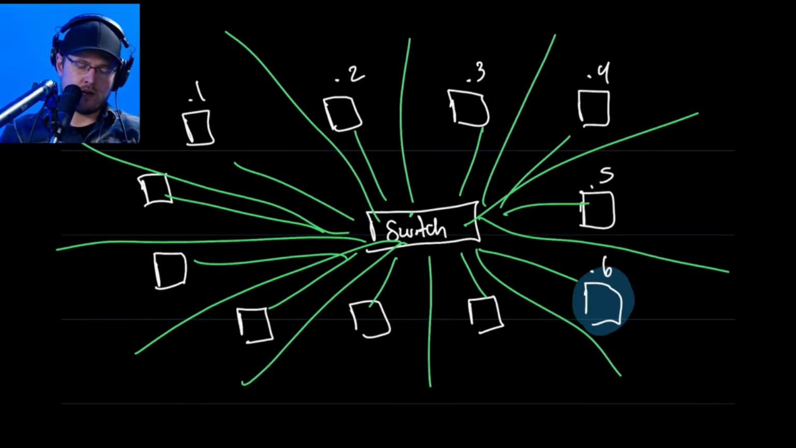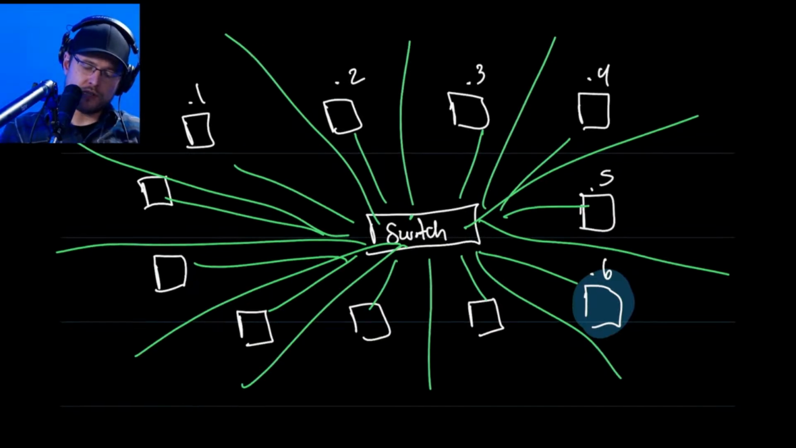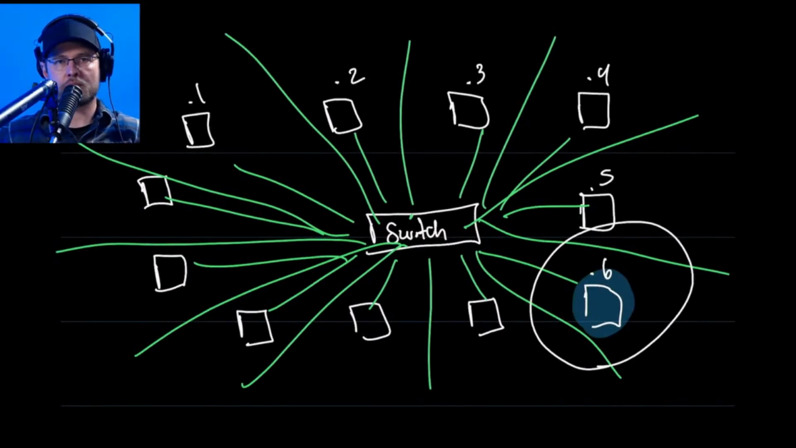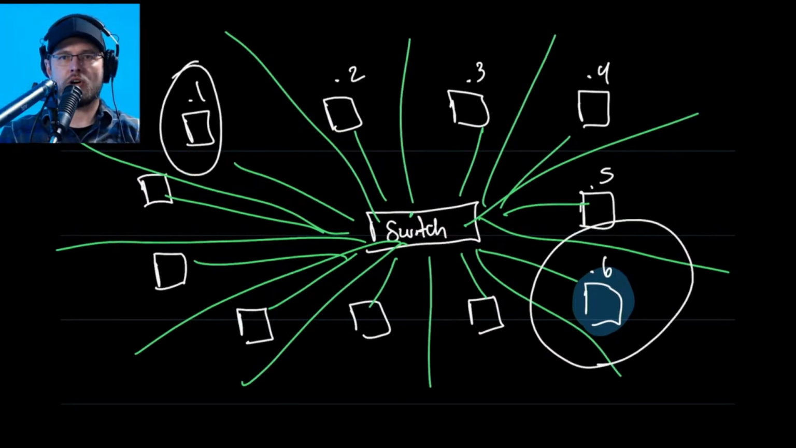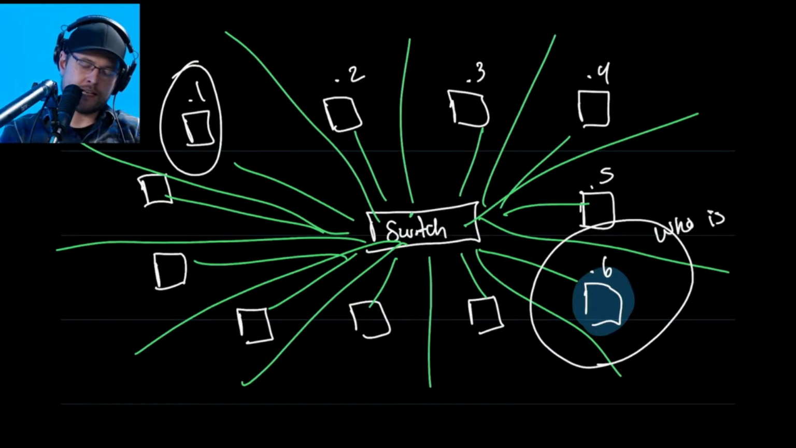And .6 wants to find out who number 1 is. It'll say, hey, who's number 1? Well, it's going to send out a broadcast, and that broadcast is going to go throughout the entire network, and every single device on this network is going to say, not me, except for this one. If all of these devices want to communicate with various devices on the network, they're all going to be sending out constant who-is broadcasts all the time.